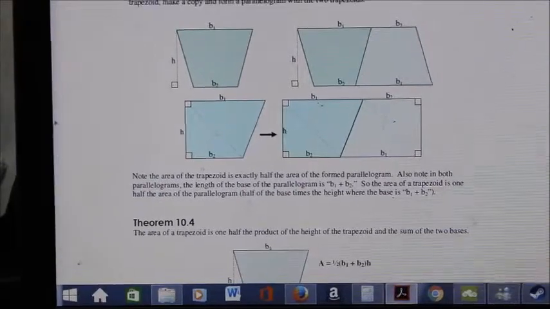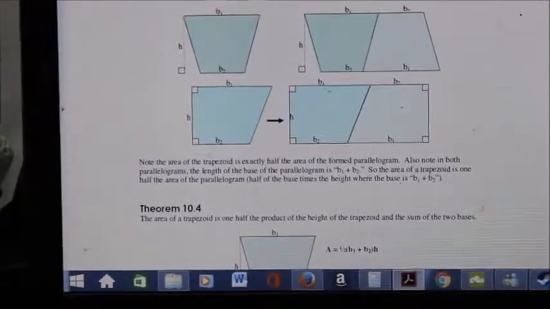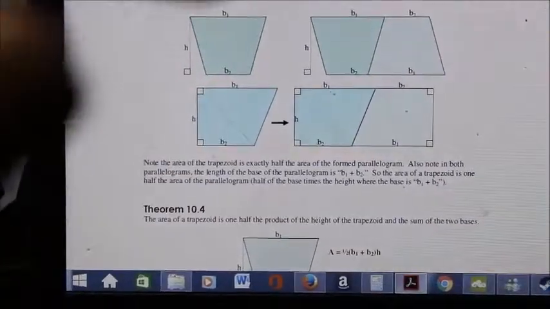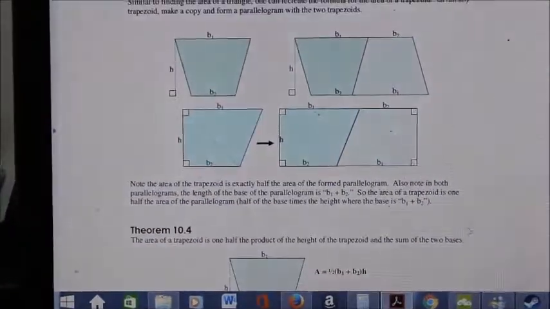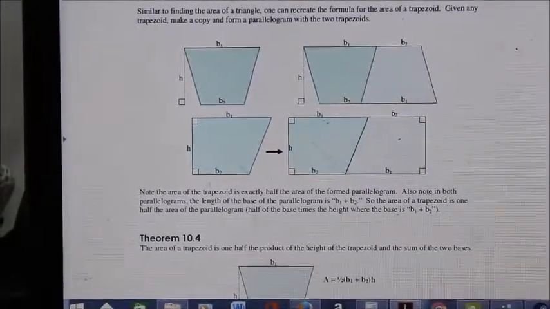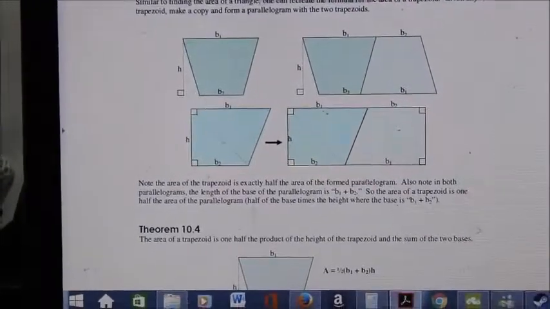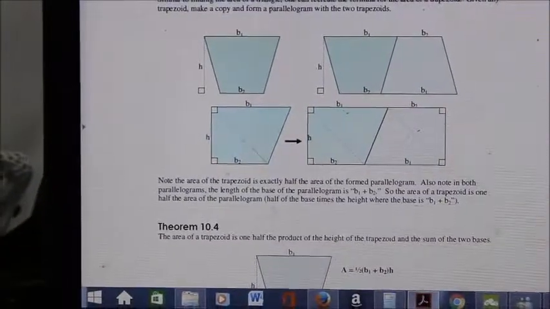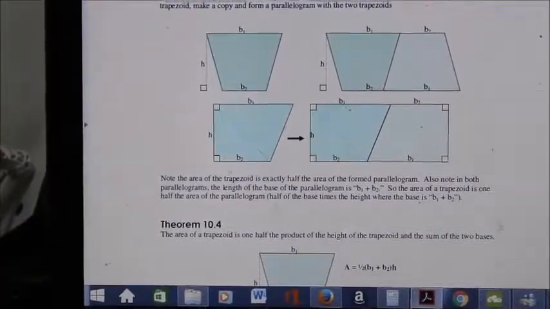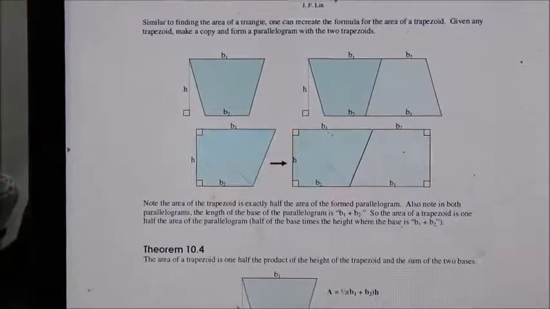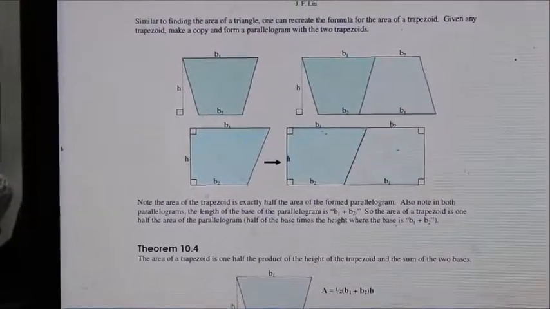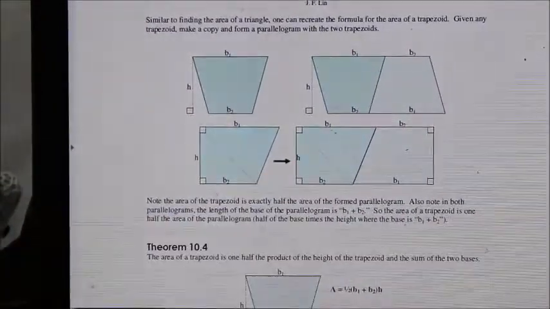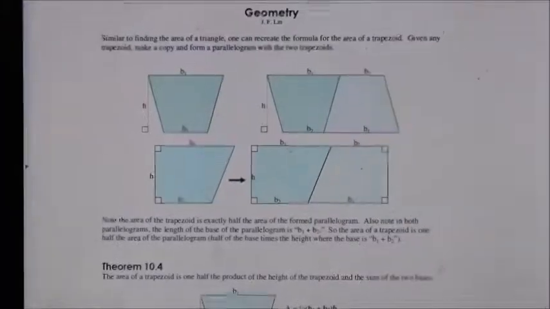The whole point is that for my parallelogram, the length of my base is the sum of the two bases of my trapezoid. So if I wanted to find the area of the trapezoid, I'd have to add the two bases together, multiply it by the height, because that's the area of the parallelogram, and then I divide it in half. And because I only need half of that parallelogram, because half of that parallelogram is my trapezoid.